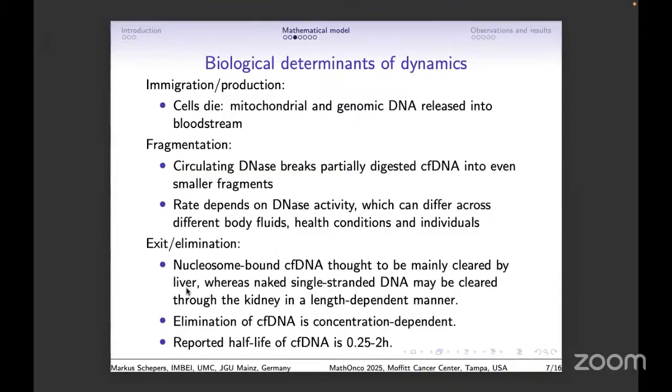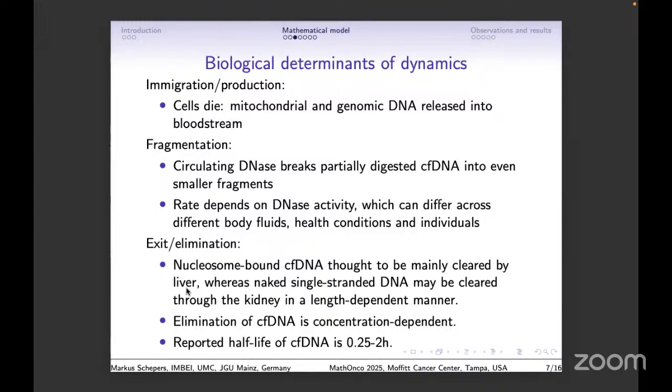So biologically, there are three kinds of events: an immigration event, or shedding of mitochondrial or genomic DNA. The circulating DNA is cut into smaller pieces at a rate depending on the body fluid, health conditions, and individual properties. And the exit mechanism also varies. There's nucleosome-bound cfDNA, which is more stable and thought to be mainly cleared by the liver, whereas naked single-stranded DNA is thought to be cleared by the kidney in a length-dependent manner.